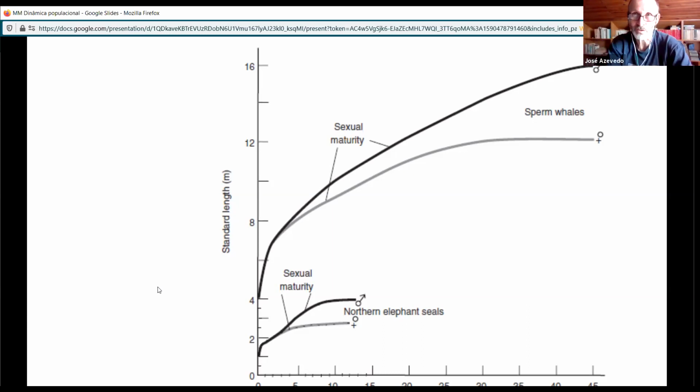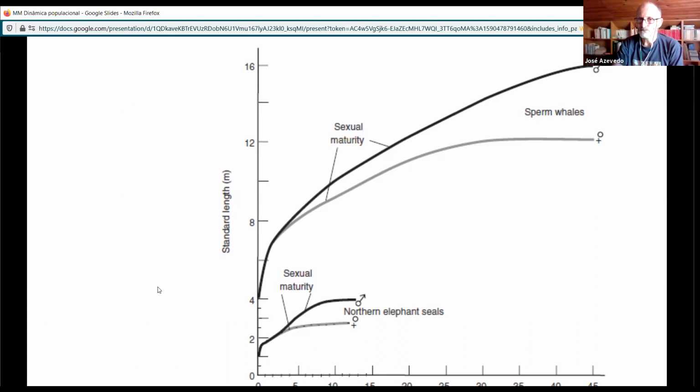It's a selection pressure. Animals that mature sooner have very little possibility of competing with the big males, whereas animals that mature later can focus their energy on growing, and they'll have more chances of reproducing. So the result is a selective pressure to delay sexual maturity and focus the energy on growing.